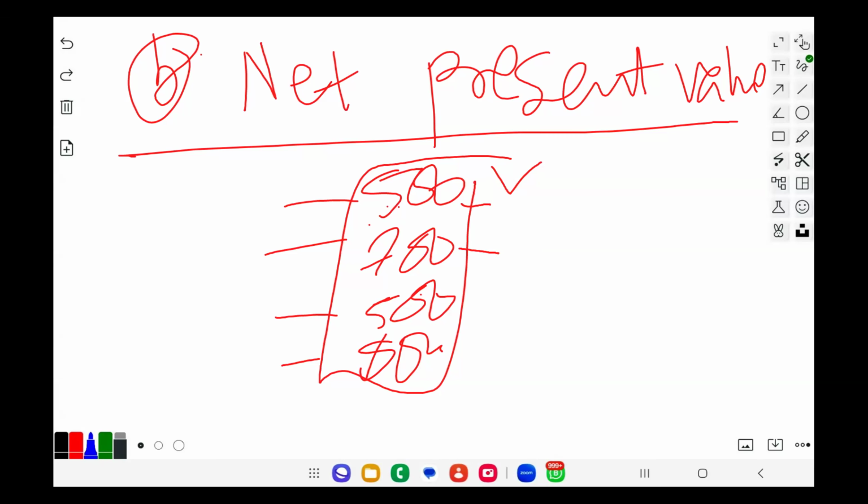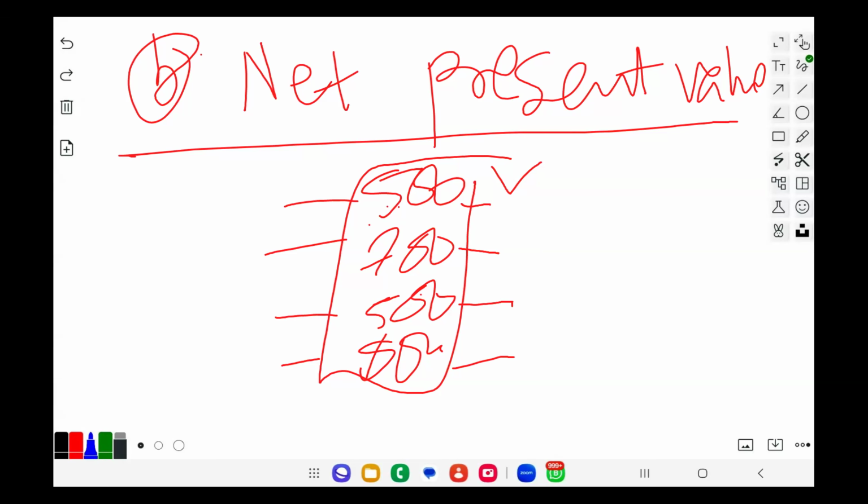Again, we go to the second day. This 700 is coming after 2 years. What is its equivalent value right now? You do the same for this one, which is coming after 3 years, and this one. That process is called discounting the future values to present values. So all those future values that you find are present values.